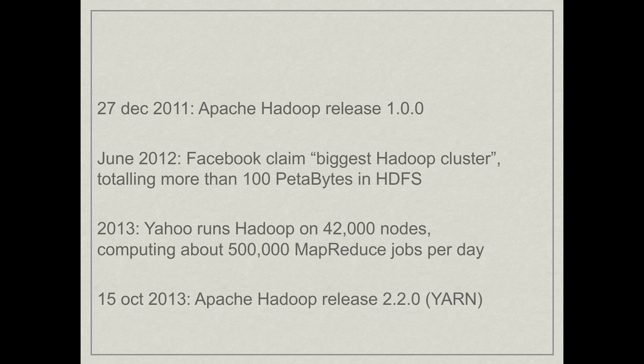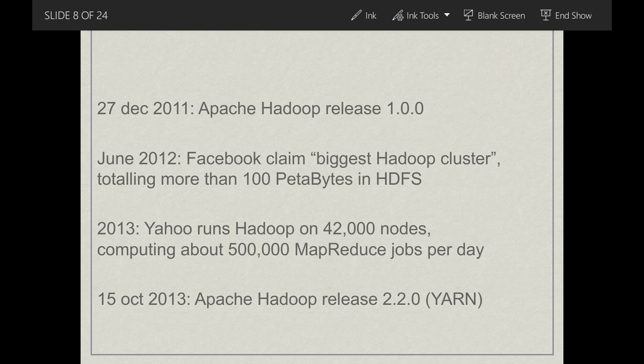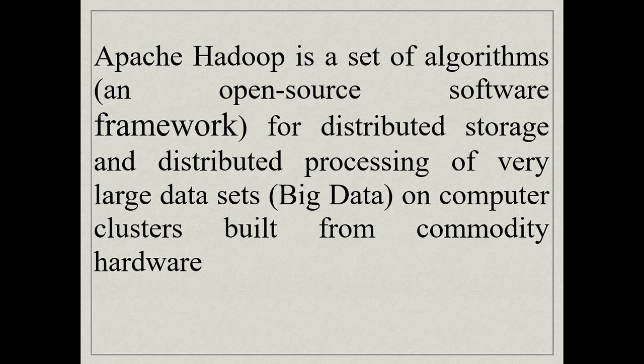Nowadays it is called YARN. So what is Apache Hadoop? Apache Hadoop is a set of algorithms. It's an open source software framework for distributed storage and distributed processing of very large data sets. Large data sets is nothing but big data, on computer clusters built from commodity hardware.